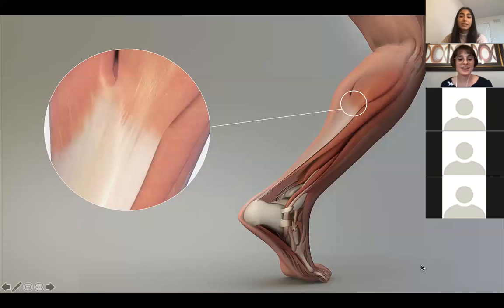Are tendons the same as ligaments? Tendons are not the same as ligaments, because ligaments provide passive stability to the joints and connect bones to bones, while the tendon connects the muscle to the bone.